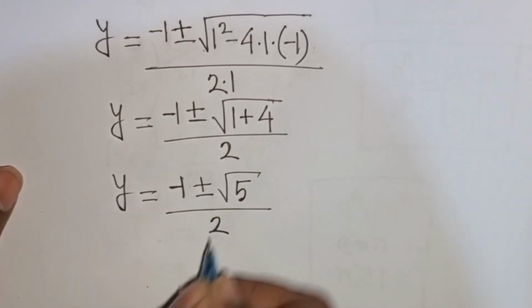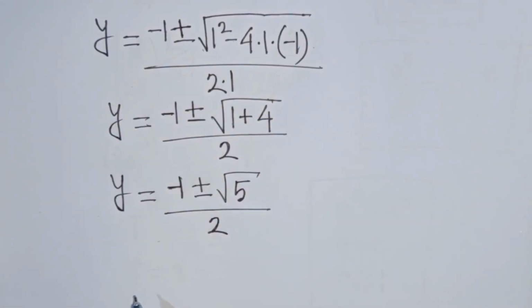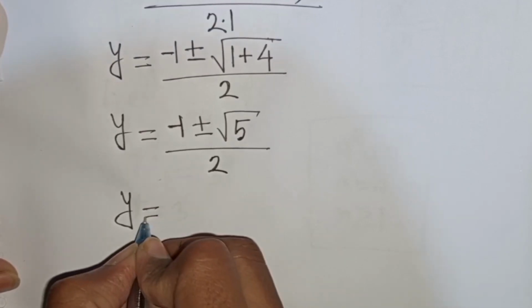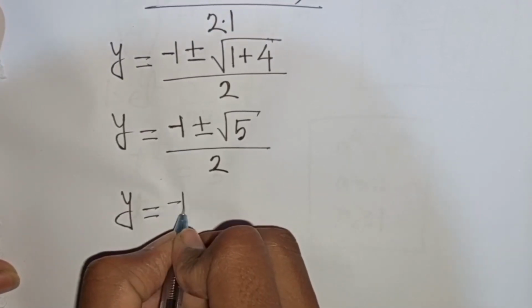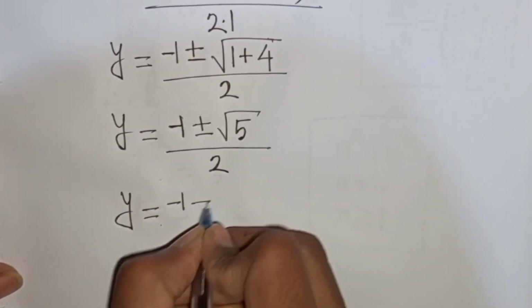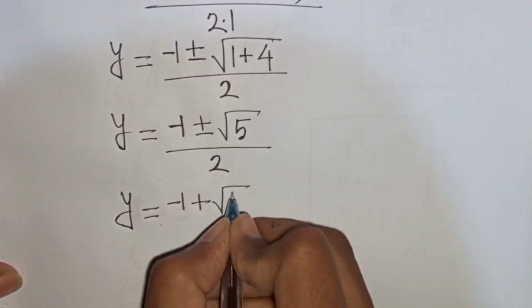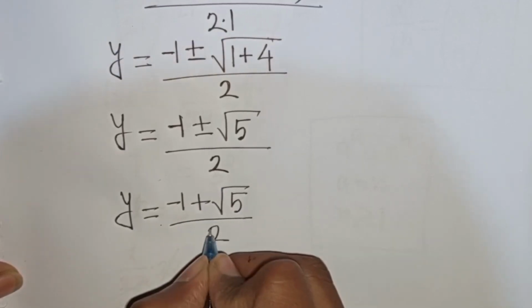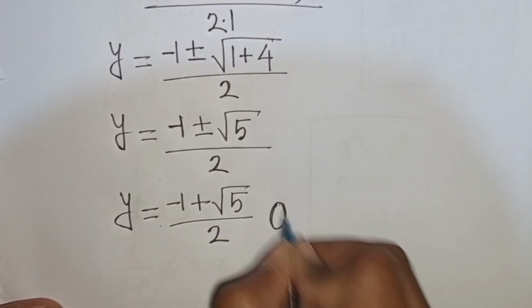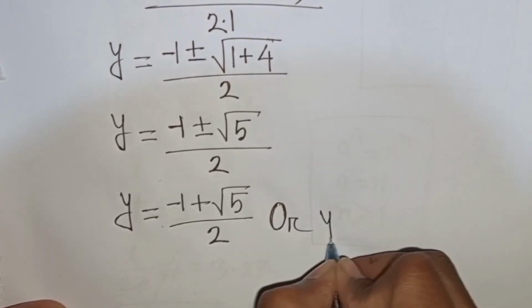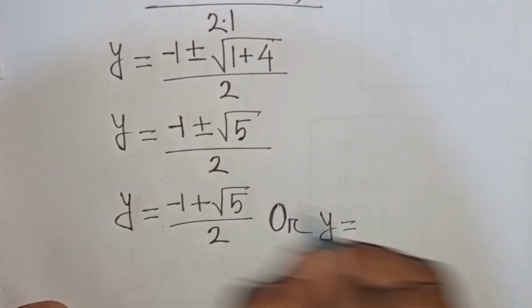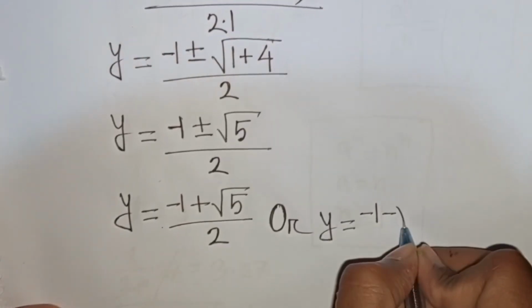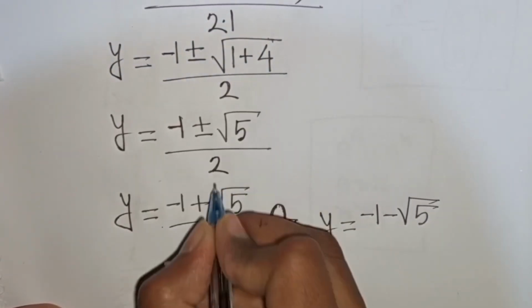Now we see here two cases, so we can write here y is equal to minus 1 plus a square root of 5 divided by 2, or y is equal to minus 1 minus a square root of 5 divided by 2.